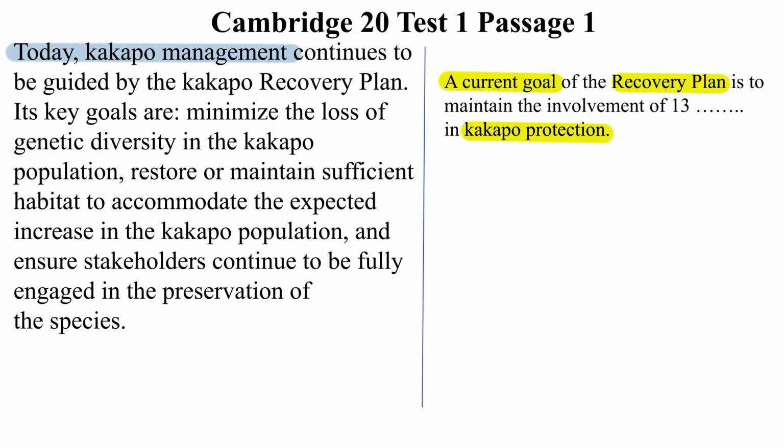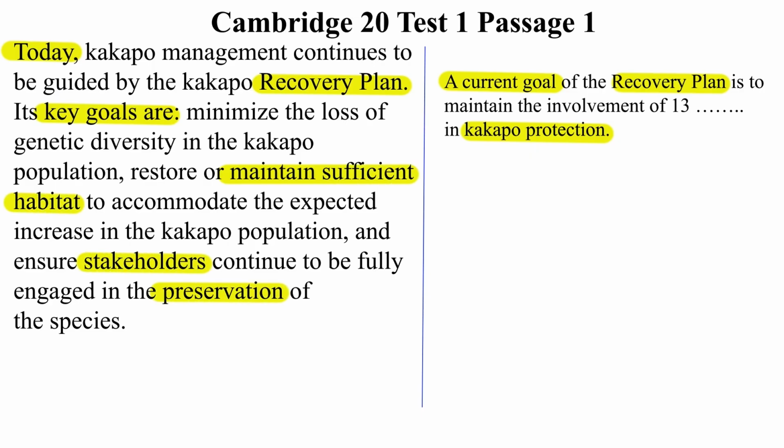Today, kakapo management continues to be guided by the kakapo recovery plan. Its key goals are to minimize the loss of genetic diversity in the kakapo population, restore or maintain sufficient habitat to accommodate the expected increase in the kakapo population, and ensure stakeholders continue to be fully engaged in the preservation of the species. From here, we can see recovery plan today and the key goals. It is the indication of current goal.